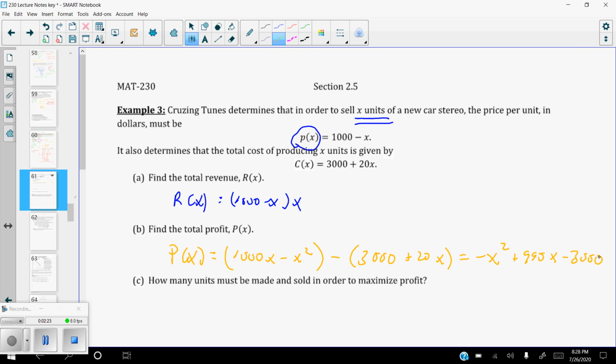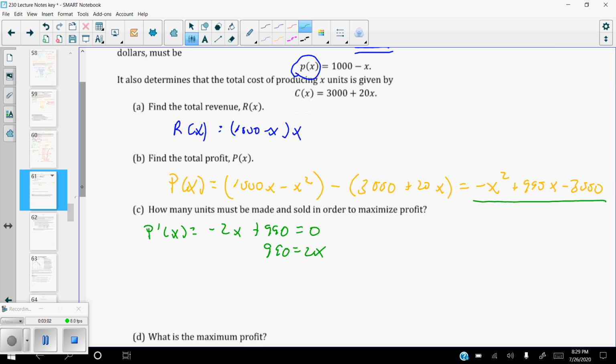And that's our profit. So now we want to do some actual calculus. It says how many units must be made and sold in order to maximize the profit. So I want to maximize the profit. I'm going to take the derivative of profit. So P prime of x is going to be negative 2x plus 990. And if I want to figure out the maximum, we're going to set that equal to 0 to get the critical value first. So I'll add 2x to both sides, and then we're going to divide both sides by 2.